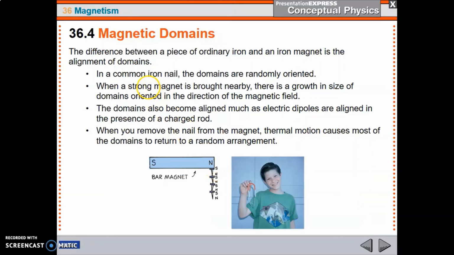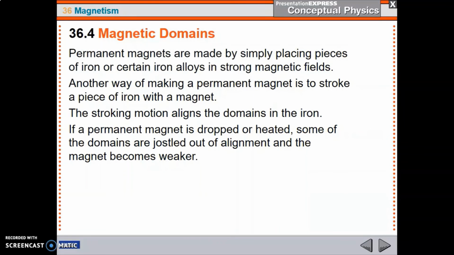All right, moving on. The difference between a piece of ordinary iron and an iron magnet is the alignment of domains. In a common iron nail, the domains are randomly oriented. But when a strong magnet is brought nearby, there is a growth in size of domains oriented in the direction of the magnetic field. The domains also become aligned, much as electric dipoles are aligned in the presence of a charged rod, from back in electricity. When you remove the nail from the magnet, thermal motion causes most of the domains to return to a random arrangement. Most, but not all. So permanent magnets are made by simply placing pieces of iron, or certain iron alloys, in strong magnetic fields.